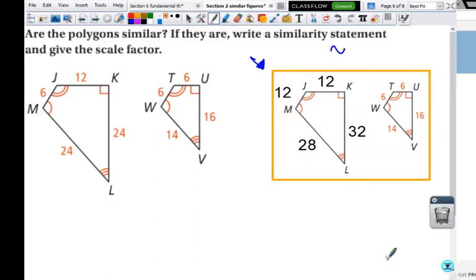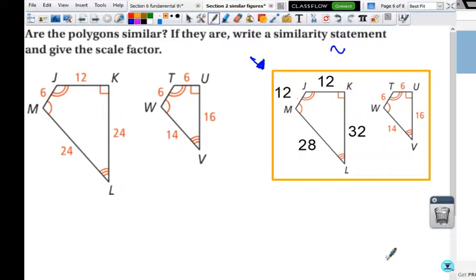Wait, what do we say? Is it similar? Yes or no? That's your first question. You're gonna say yes or no first, and then you're gonna write the statement, which is the thing with the squiggly. If it is, you're gonna go MJKL is similar to WTU, and draw the little squiggly for similarity. Triangle, blank, blank, blank, blank.